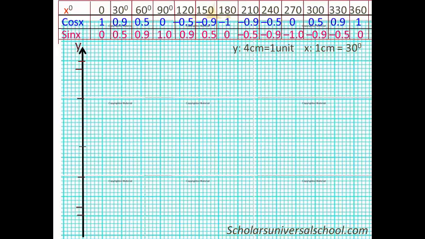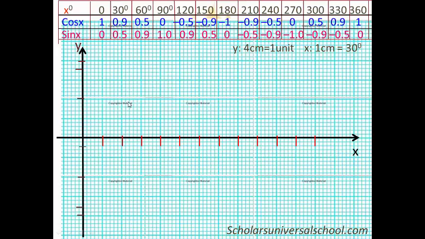Then we draw our x-axis also and we have to calibrate that as well. That means you have to divide them into sections. If you see this calibration, I have checked the values of cos x and sin x on the table. I've seen that the maximum value I have for sin x and cos x is 1. And that is why we have 1, 2, 3, 4. So this is where we have our 1 unit. 4 centimeters represents 1 unit.